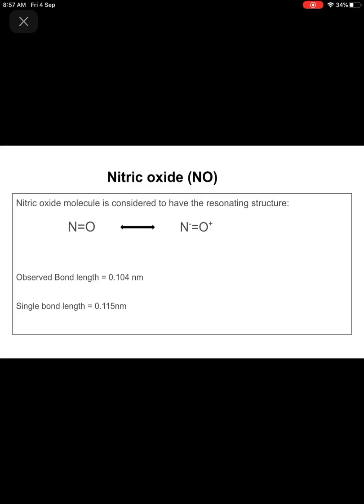The observed bond length of 0.104 nanometer is intermediate between the calculated double bond length of 0.115 nanometer and a single bond length of 0.10 nanometer between nitrogen and oxygen. Hence, it suggests that the unpaired electron is spread over the whole molecule, and the molecule is represented with a double bond as well as a three-electron bond between nitrogen and oxygen. And in this nitric oxide, nitrogen has a negative charge and oxygen has a positive charge, right? So this is the resonating structure of nitric oxide.